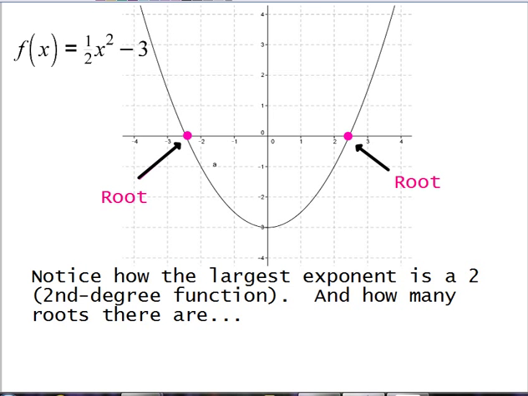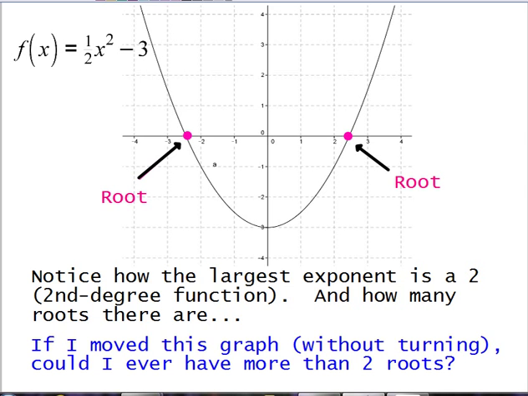And look at how many roots there are. If I moved this graph around without actually turning the graph, could I ever have more than 2 roots? If I pull this parabola down or move it up, will I ever have more than 2 roots? Could I have fewer than 2 roots? Think about that for just a minute.